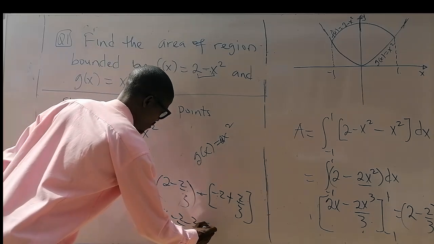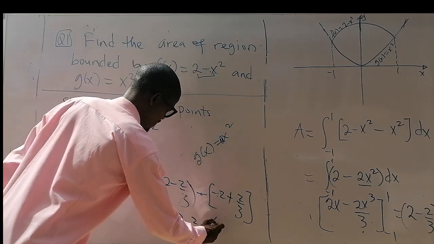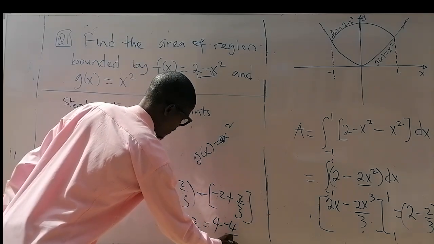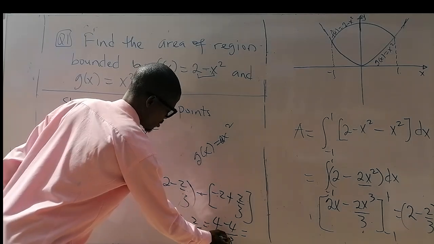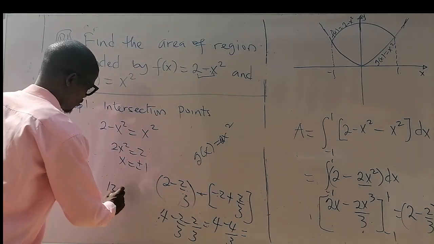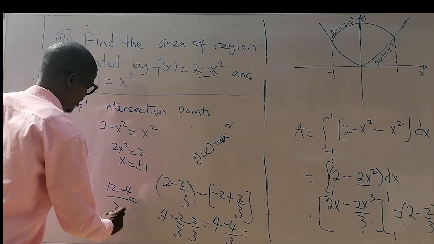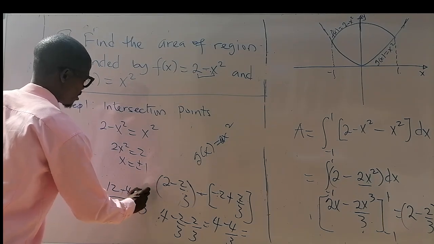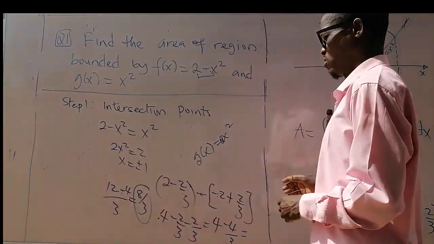So it's giving us 4 minus 4 over 3. That will be equal to 12 minus 4 over 3, and that's equal to 8 over 3. So that's that on that graph.